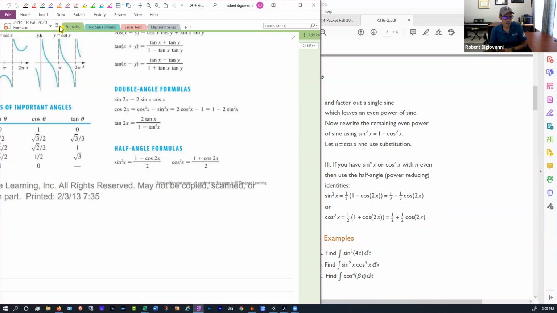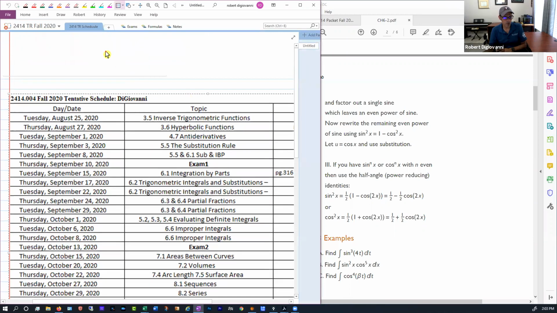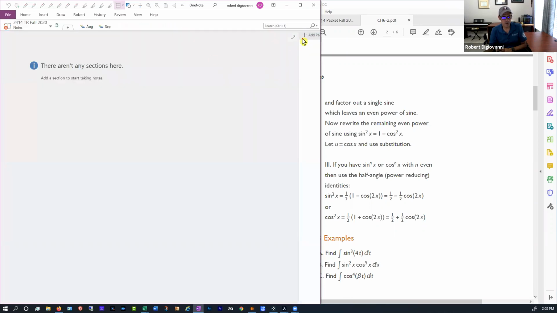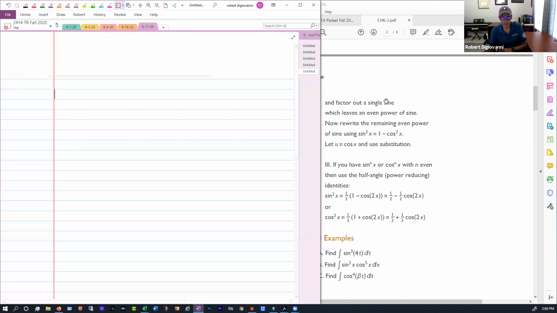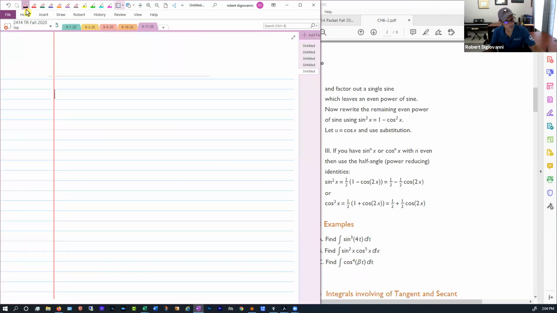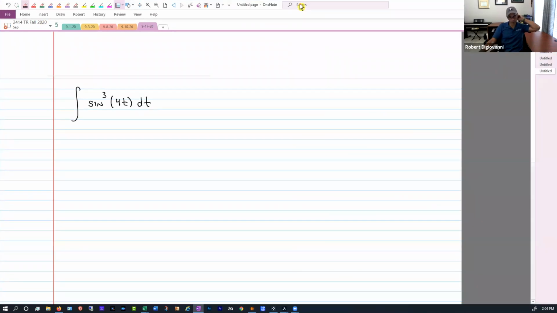All right, let's get down to business then. We're going to use those formulas to go after some problems. So the first one we're going to do is the integral of sine cubed of 4t dt. Let's go ahead and just focus all of our attention on this.